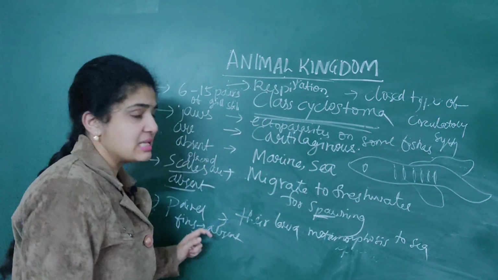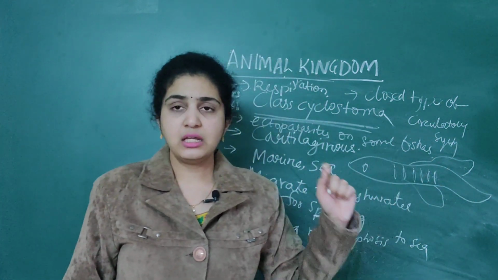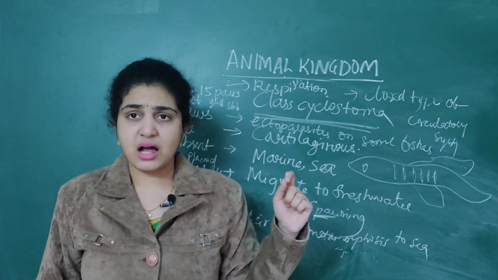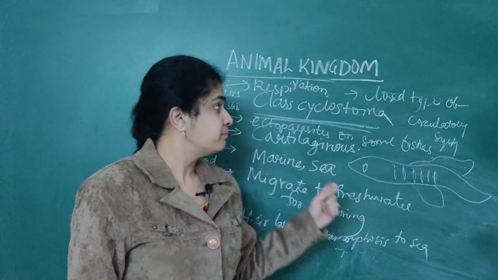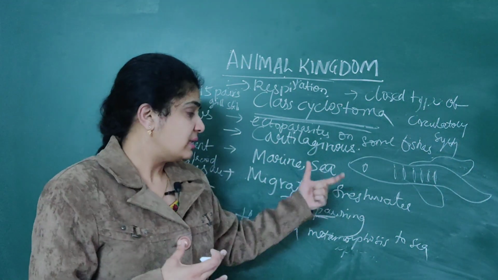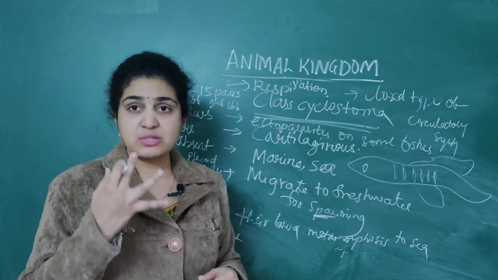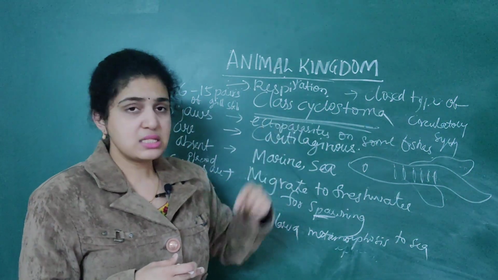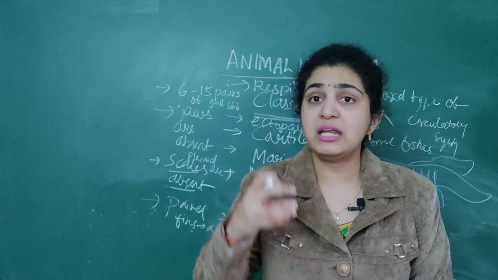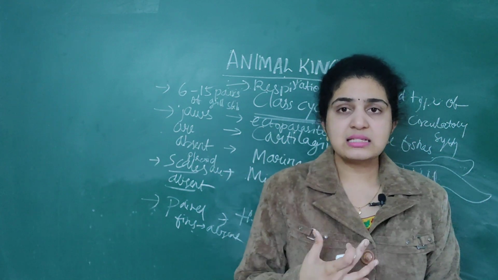So these are the main specific features of class Cyclostoma. Everything is important and you should remember it. When we started with class Cyclostoma, we began with where and how they are present. Then we continued with the specific features, mainly three. The first one is useful for respiration, that is, 6 to 15 pairs of gill slits. Important NEET question they'll ask: what are the gill slits which are present?